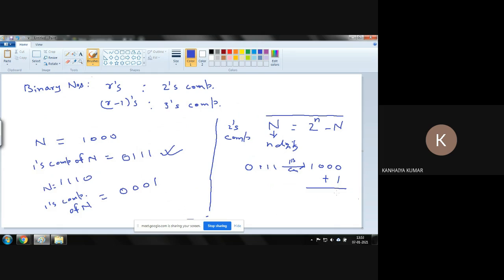So 10 is nothing but 1. So 0 0 1. This is your two's complement. Okay, now let's see what we get using the formula.